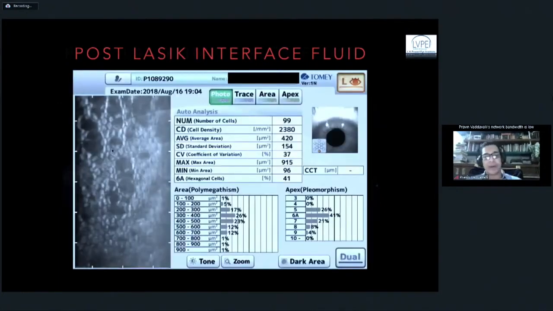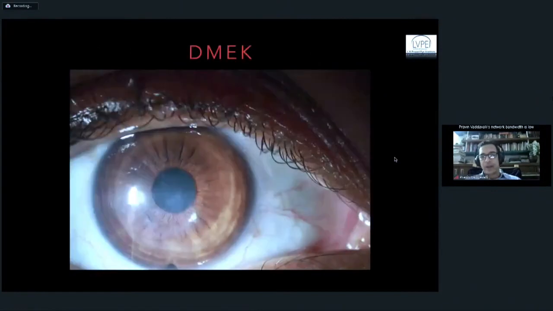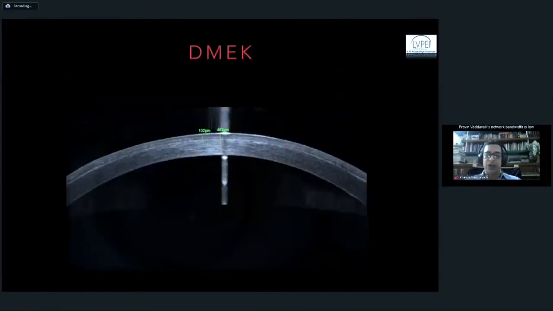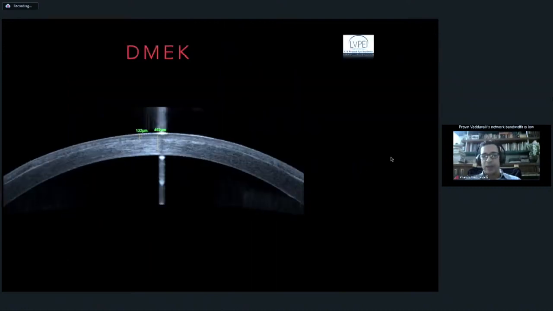On specular microscopy as well, we could see guttae in the periphery of the cornea in the other eye. After endothelial transplant, DMEK, this actually resolved by itself and did not require any intervention. And this is the OCT after doing an endothelial keratoplasty for this patient.